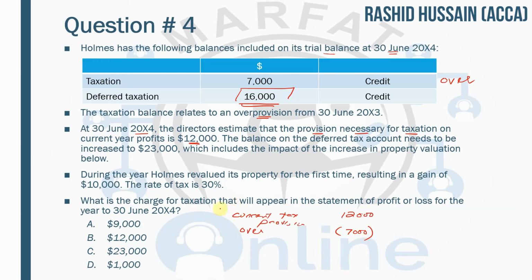All right. The balance on the deferred tax needs to be increased to 23,000, which includes the impact of the increase in the property revaluation below. During the year, Holmes revalued its property for the first time, resulting in a gain of 10,000. And we know the revaluation is subject to deferred tax, so 10,000 is the gain amount. Multiply by 30%, that gives you simply 3,000. So this is deferred tax on revaluation.